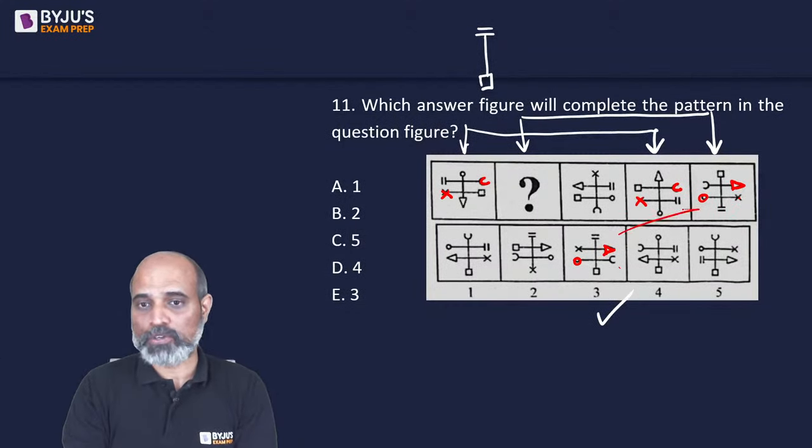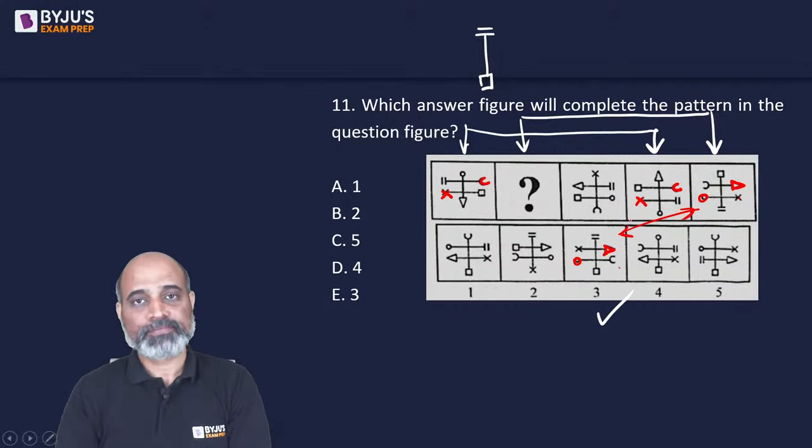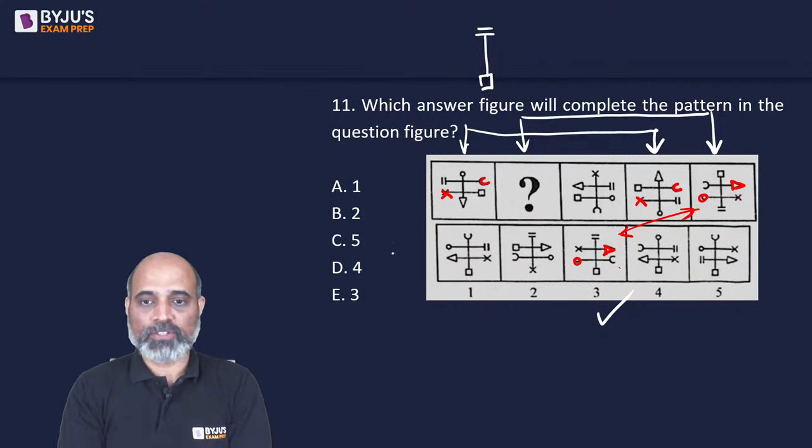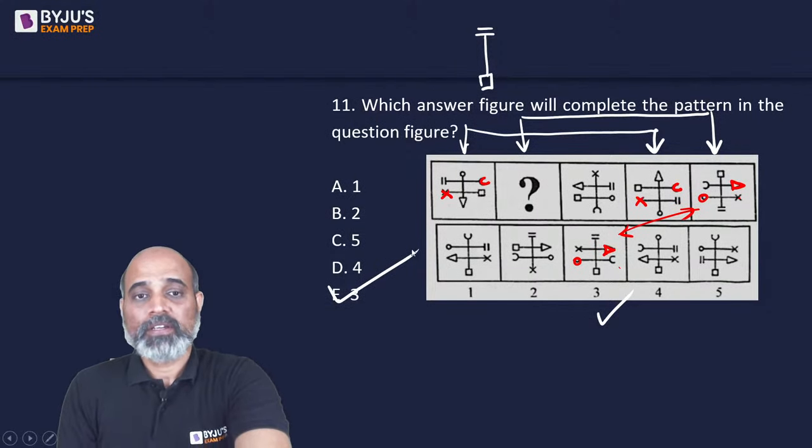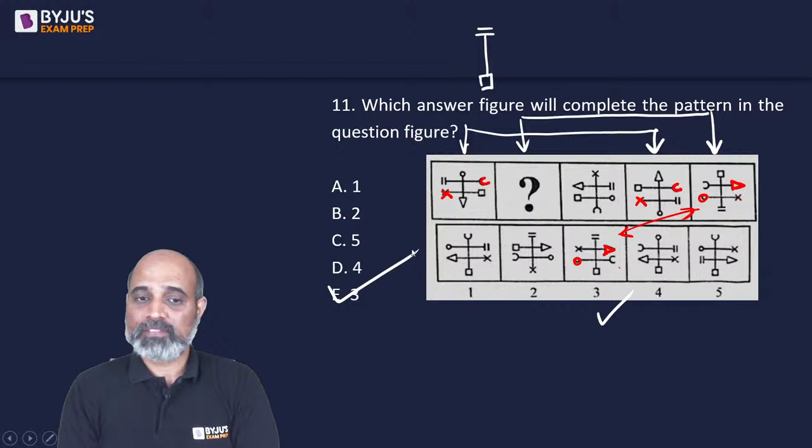If you compare, इन दोनों को compare करो, exactly वही हो रहा है, right? So option is going to be E. The third figure is going to be the missing figure.